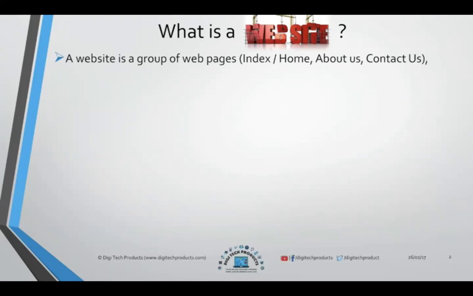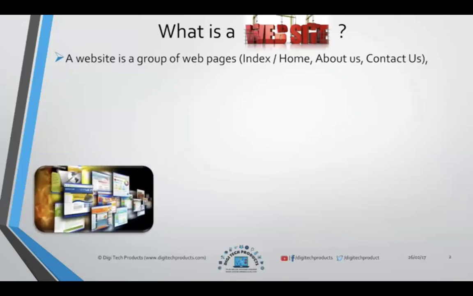So what is a website? A website is a group of web pages, like a home page or an about page or a contact page. Normally when you get into any website, you will come across multiple pages. So a website is a group of web pages.